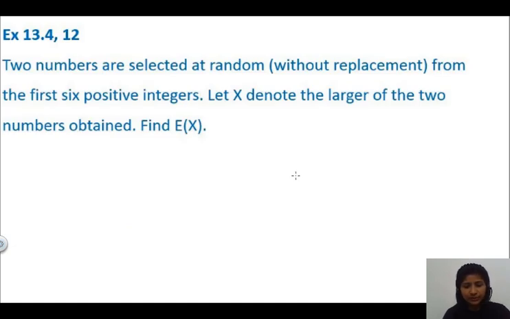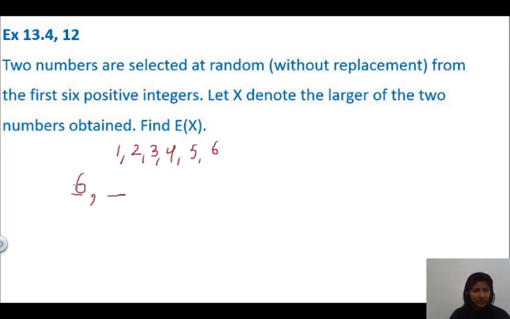Here comes the next question. As you can see in this question, they are saying two numbers are selected at random without replacement from the first six positive numbers. The first six positive numbers, as you know, are 1, 2, 3, 4, 5 and 6. Now, out of these we are selecting two, but without replacement. For the first number, how many options do we have? 6 options. So we can select it in 6 possible ways.